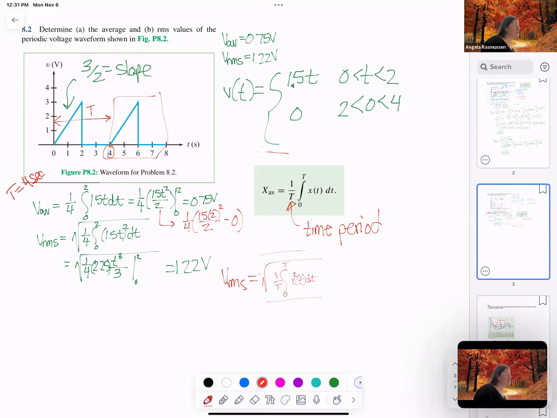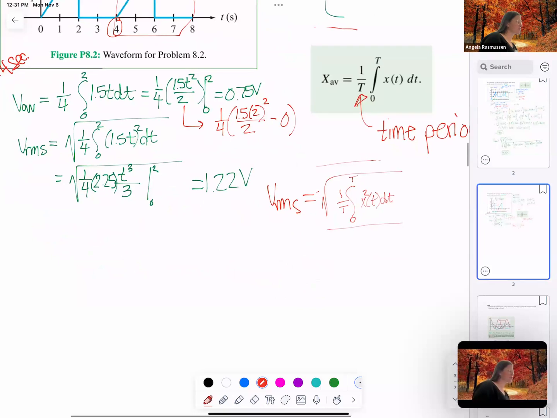And then for the RMS, you have to take the square root of 1/T, and then square the function, which is 1.5 t squared. And then when you integrate that, that becomes t cubed over 3.